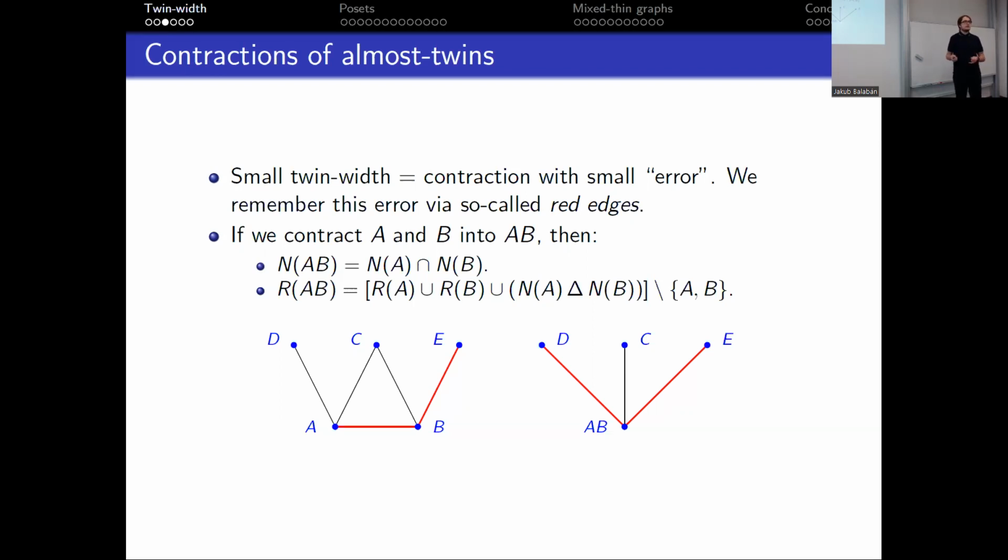Crucially, we want to remember that there was some problem in the neighborhoods onwards in the contraction sequence. So if there was a previous red edge, here between B and E, then we keep the red edge even after the contraction of A and B. The last case is that if the vertex is connected to both of them by a regular edge, then it stays a regular edge. Formally, you can see there that R is the set of red neighbors of the new vertex.